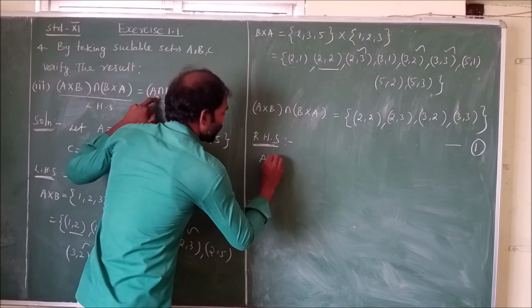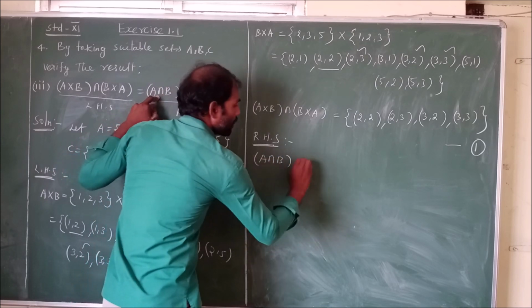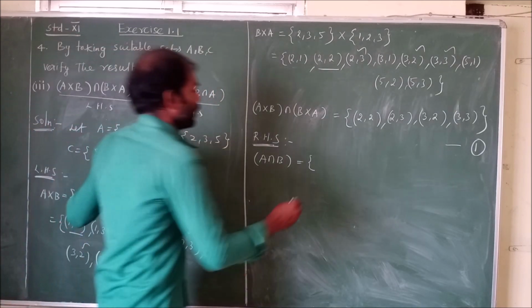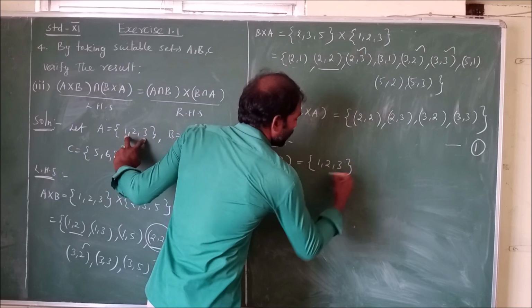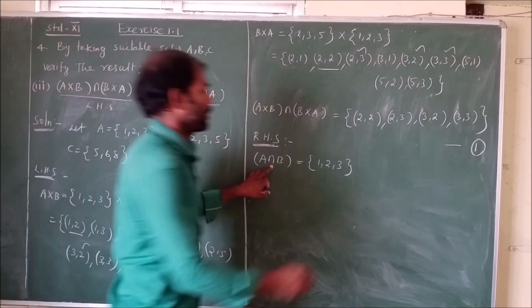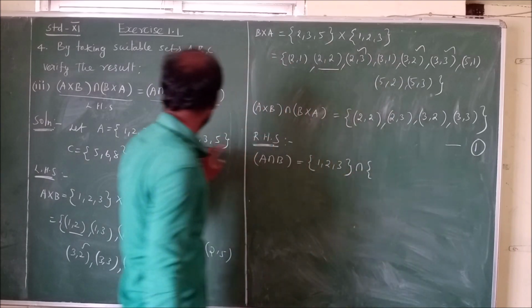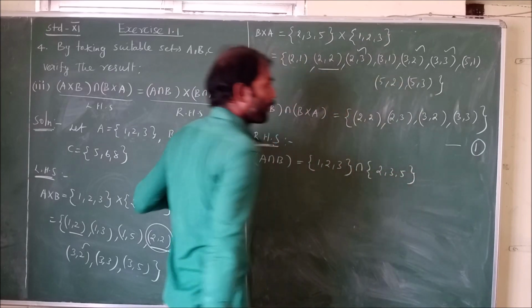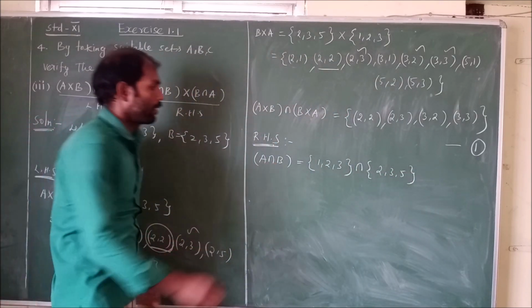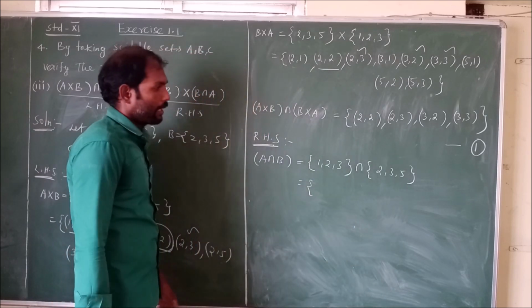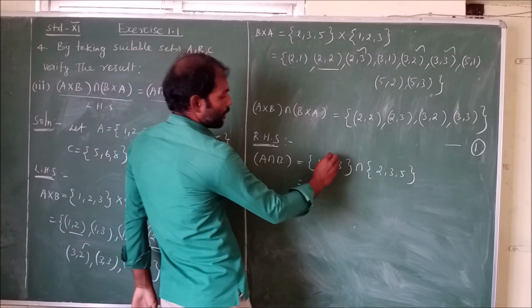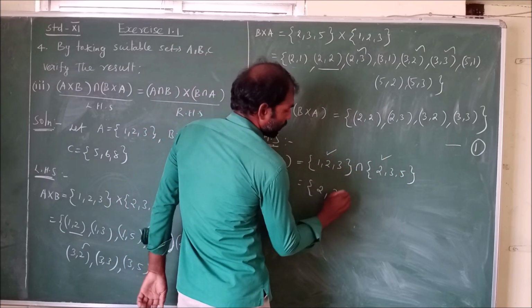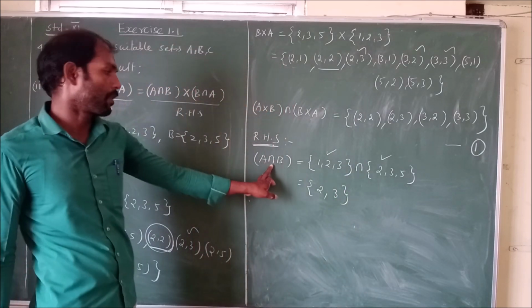A intersection B: A is 1, 2, 3 and B is 2, 3, 5. Then A intersection B is nothing but the common entries in both A and B. Common entries are 2 and 2, circle 2 and 2, and 3 and 3. So 2, 3 only for A intersection B.